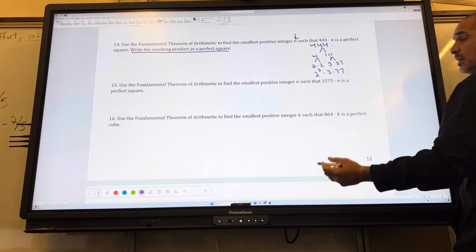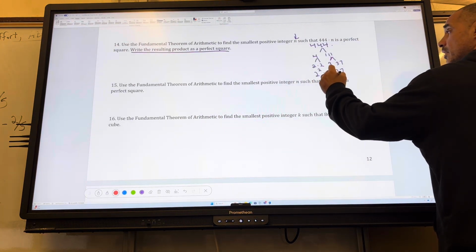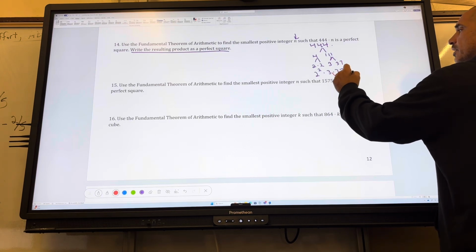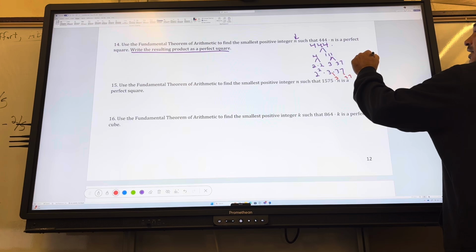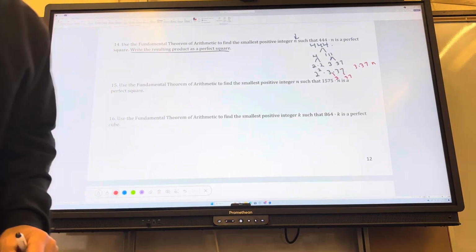So I need this to be a perfect square. I need another 3, because then I'll have 2 3s. And I need another 37. So 3 times 37 is my n. So I'm going to use my calculator to multiply 3 times 37.